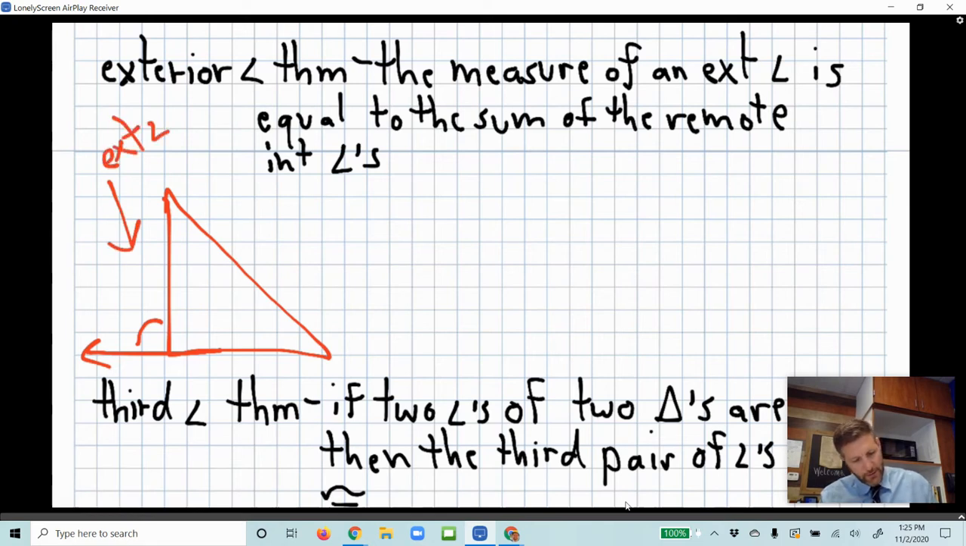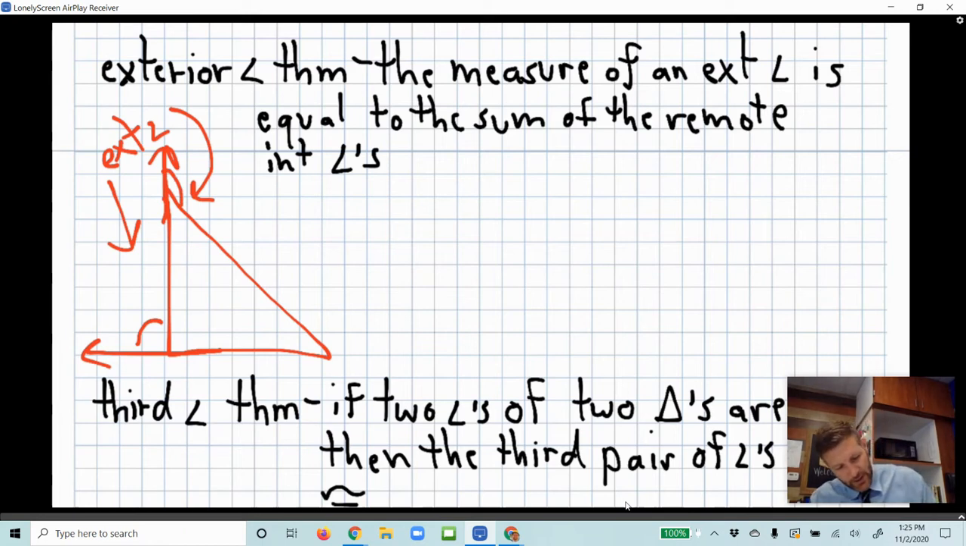And I made it there, but I could make another one right here by extending this if I wanted to. This would also be an exterior angle, okay? So that's what we mean by exterior angles. And you can create one on any one of the three corners of a triangle.